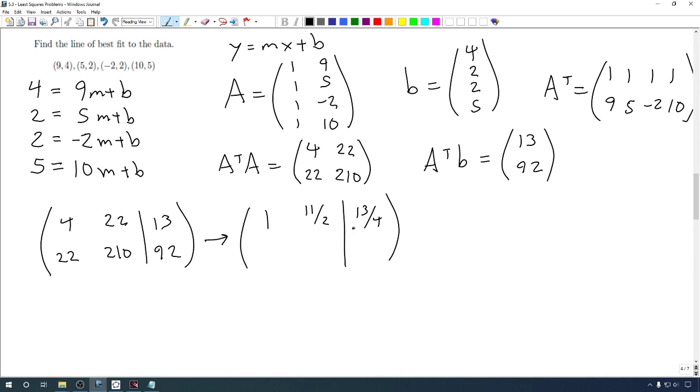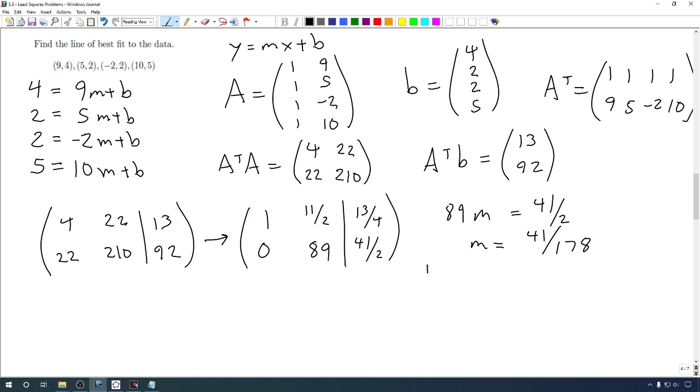We'll go ahead and use this new row and take 22 times it and subtract it from our second row. So 210 minus 22 times 11 over 2, that gives us an 89. And then 92 minus 22 times 13 over 4, that's going to give us a 41 over 2. Or in other words, remember this last equation is equivalent to m times 89 is equal to 41 over 2. Or in other words, m is 41 over 178.